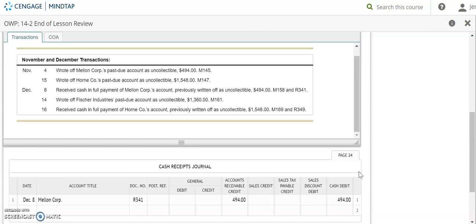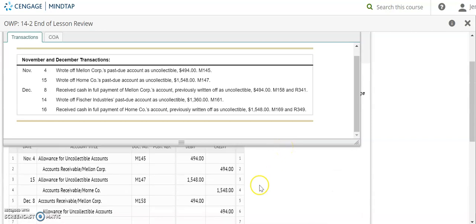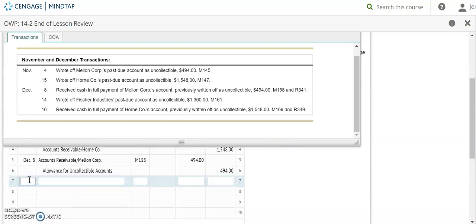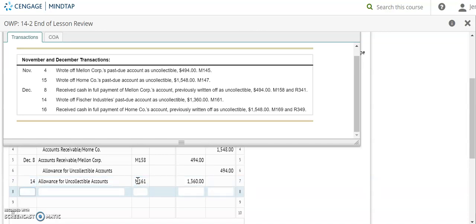Next one, December 14th. We wrote off Fisher Industries past due account as uncollectible, 1360, memorandum 161. So going back up to our general journal, the date is the 14th. And this is where I'm going to take money out of my allowance for uncollectibles. So I'm going to debit that account. I need to put in memorandum 161 and I'm debiting for 1,360. And then I'm going to credit accounts receivable slash Fisher Industries.